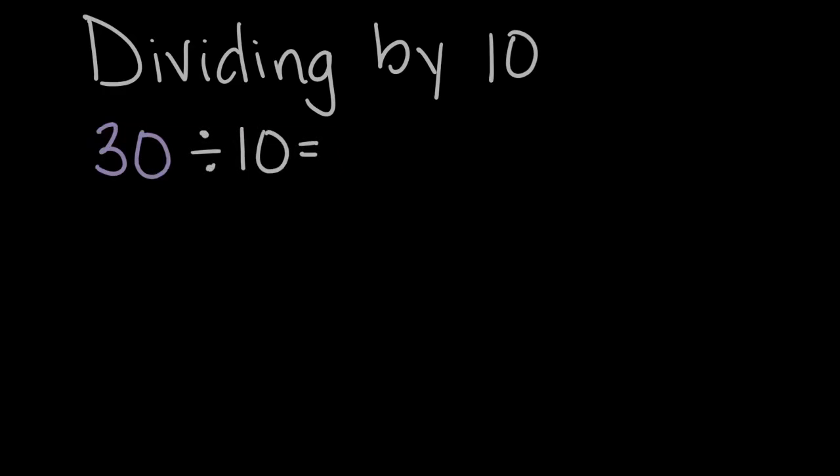One way to think about this is we're taking the number 30 and we're dividing it into groups of 10. So let's see how many groups of 10 it takes to make 30. One group of 10 is 10, so that's not enough. Plus a second group is 20. Plus a third group is 30. So 30 can be thought of as 10 plus 10 plus 10, or 3 groups of 10. So if we divide 30 by 10, divide 30 into groups of 10, we end up with 3 groups.